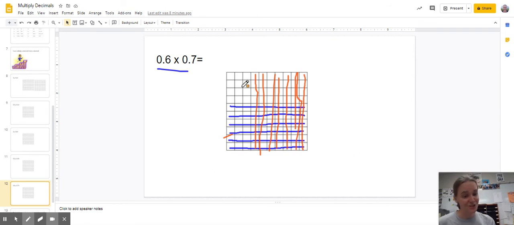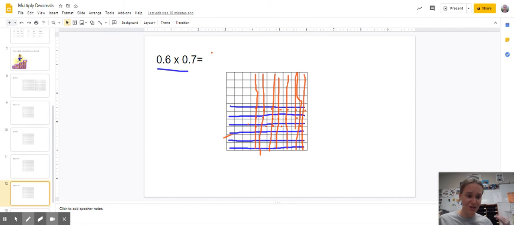Now, what is the answer to that? How many are colored in on mine, both blue and orange? How many are colored in both colors on your grid? 1, 2, 3, 4, 5, 6, 7, 8, 9, 10, 11, 12, 13, 14, 15, 16, 17, 18, 19, 20, 21, 22, 23, 24, 25, 26, 27, 28, 29, 30, 31, 32, 33, 34, 35, 36, 37, 38, 39, 40, 41, 42. And that makes sense because 6 times 7 is 42.